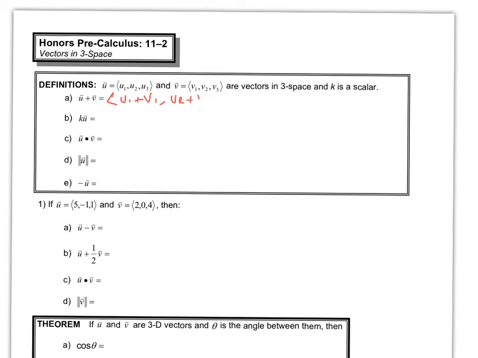u2 plus v2, comma, u3 plus v3. Okay. Note to self to change those letters.